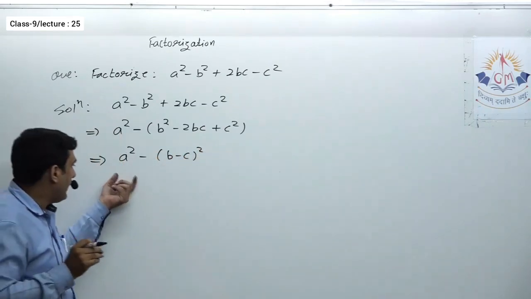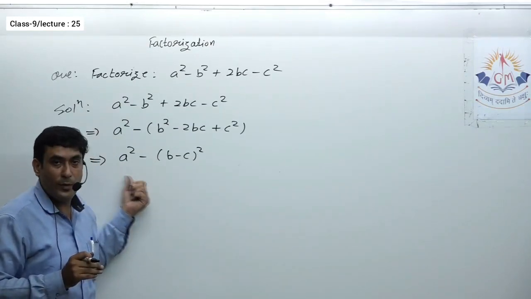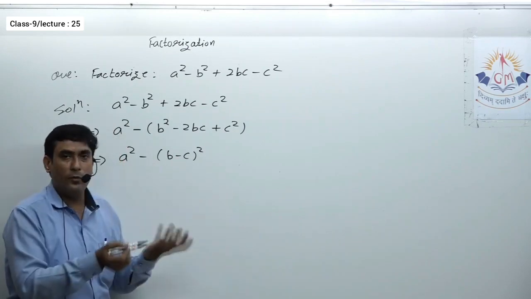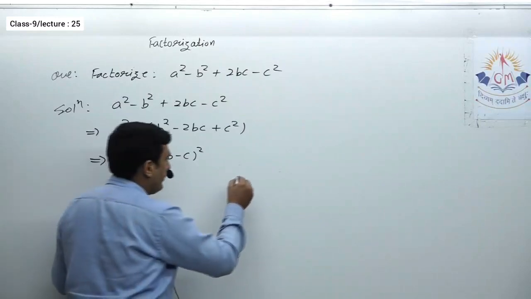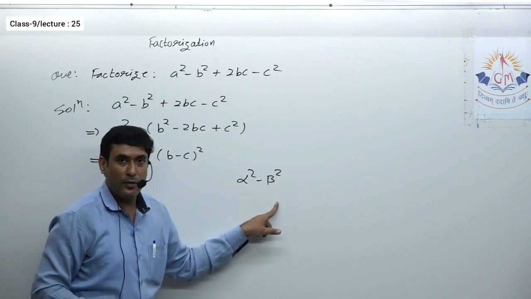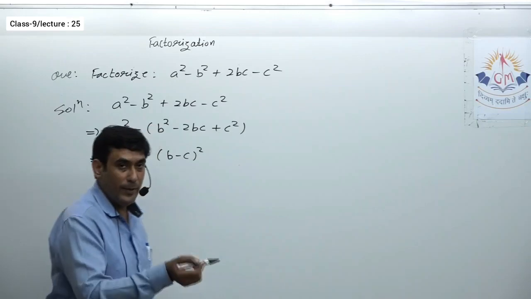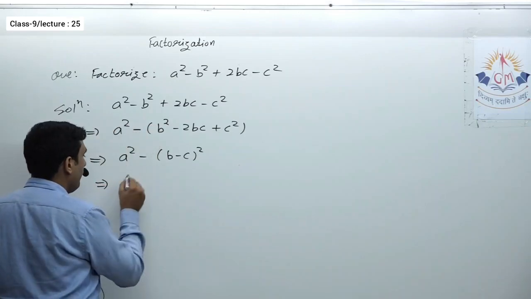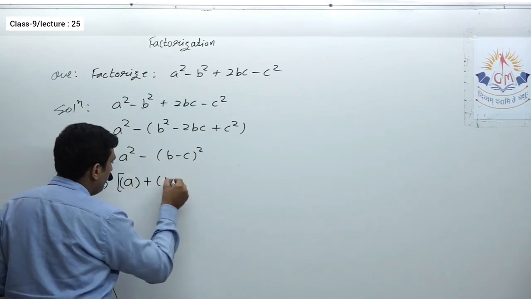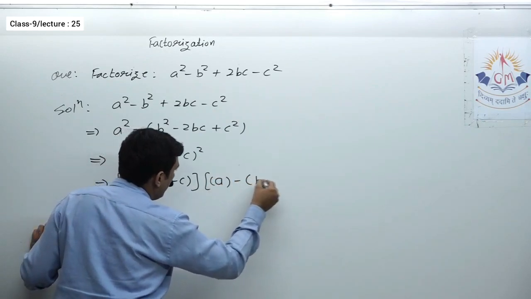Okay, now again there is an identity. See, this is first square minus second square. I won't say a square minus b square, I won't say x square minus y square, I will say alpha square minus beta square. Square of first minus square of second. That gives you the sum of those two multiplied by the difference of those two in the same order. That means here I get a plus b minus c multiplied by a minus b minus c.